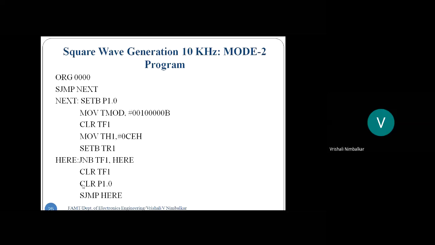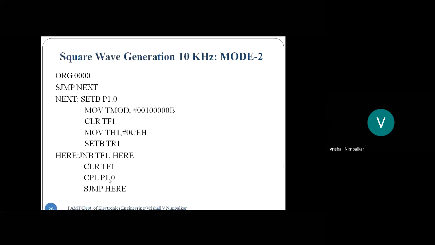At the first instance, we are sending logic 0 on P1.0. The second time, I should be sending logic 1. So logic 1, logic 0, logic 1, logic 0 should keep on happening. Correct? So instead of writing CLR P1.0, I could write CPL P1.0, complement P1.0. See, students? And then that's going to solve the problem.